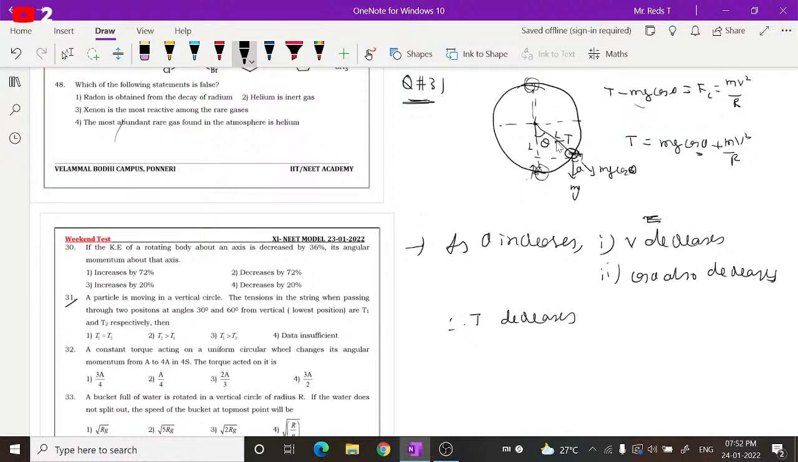If theta increases, we are considering only two points, 30 degrees and 60 degrees. 30 degrees means here, 60 degrees means somewhere here. So if it goes here, tension decreases further. If the tension at 30 degrees is T1, then T2 is the tension at 60 degrees. So T1 will be greater than T2. That is what you can understand. Therefore, T1 should be greater than T2. So this is the correct option. Simply you can say this one. Okay.